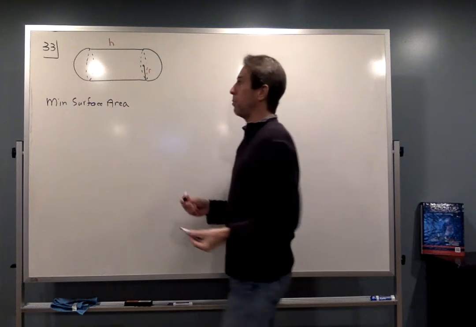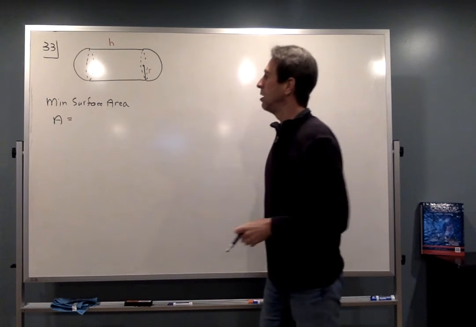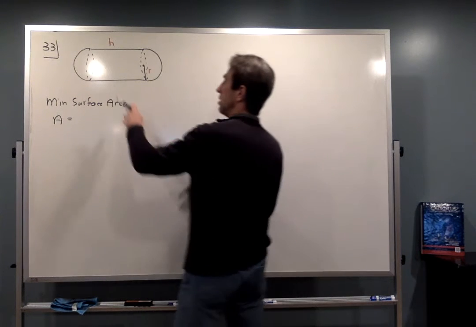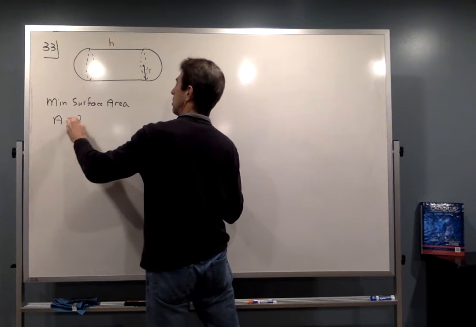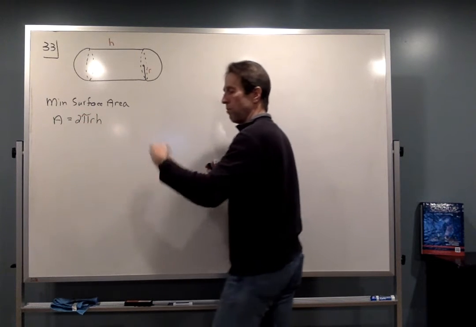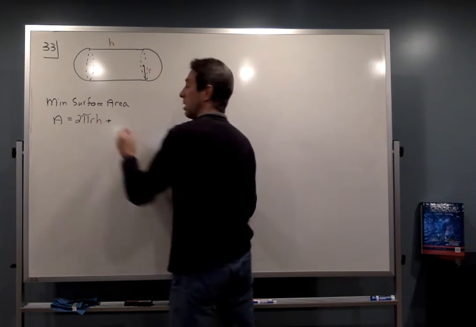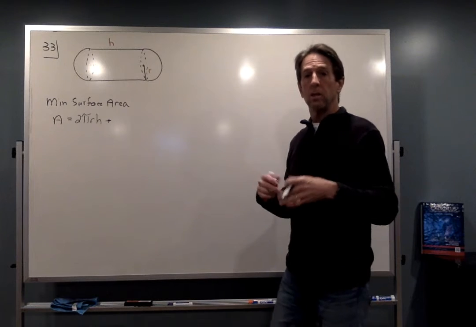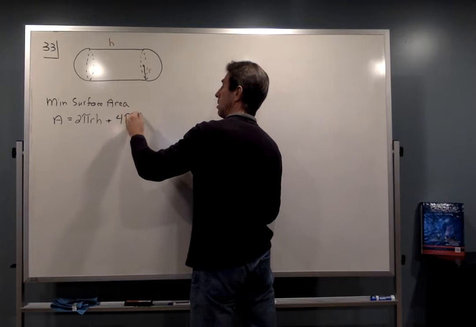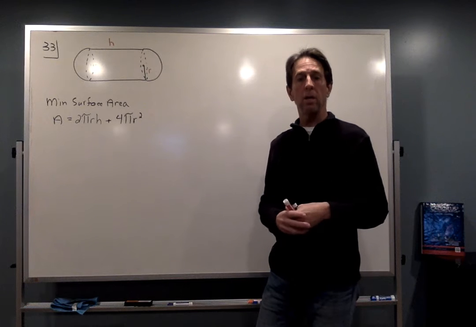what I need to do is come up with a formula for surface area. And you can either look in text or just listen to me right now. But basically the surface area is going to be the surface area of the cylinder. And the cylinder would be 2 pi r h. 2 pi r would be the circumference of the base of the cylinder times the height, plus the surface area of the sphere. Surface area of a sphere is 4 pi r squared.